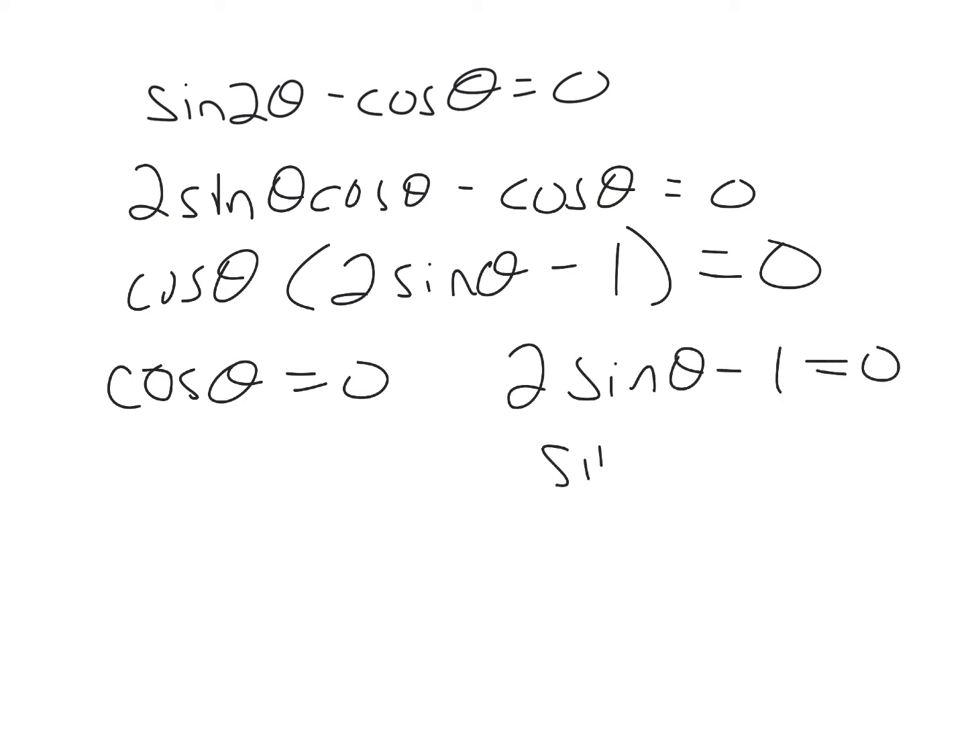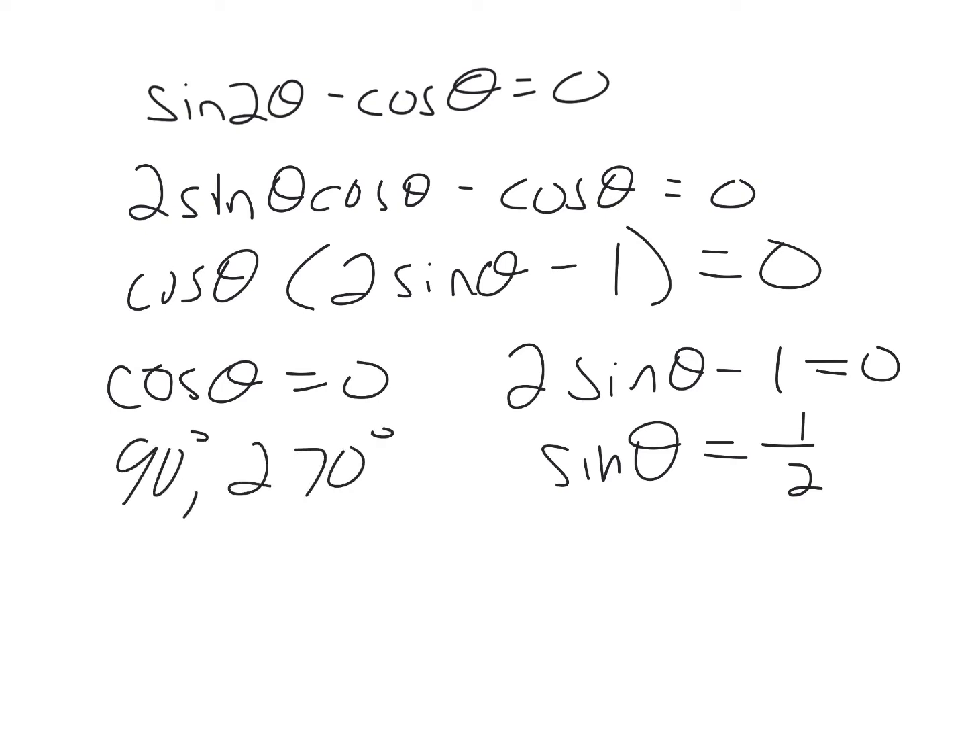Set them both equal to 0. You're going to get sine theta is equal to 1/2. And then you'll get cosine theta is equal to 0. So for cosine theta equal to 0, let's do degrees for this one. Cosine is 0 at 90 degrees and 270 degrees. And then sine theta is equal to 1/2 at 30 degrees and 150 degrees.